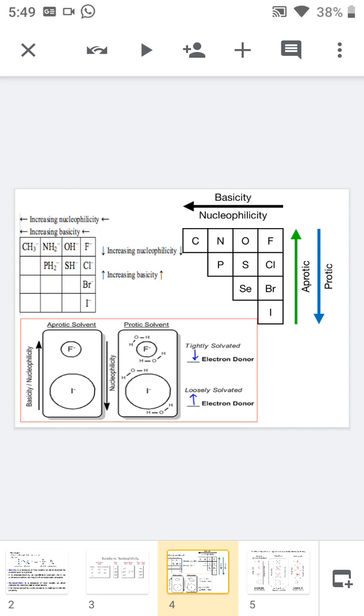Whereas if we apply a protic solvent, what will happen? The F minus ion is surrounded by the polar protic solvent layer. So the donating capacity of the F minus ion decreases. So if we apply a protic solvent, when we come down the group, the nucleophilicity increases.